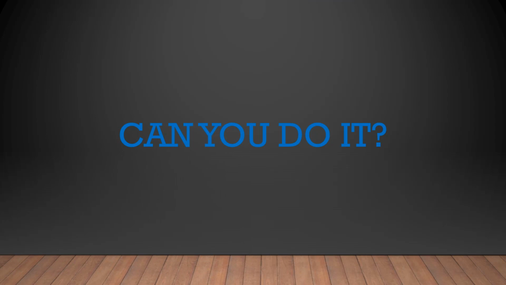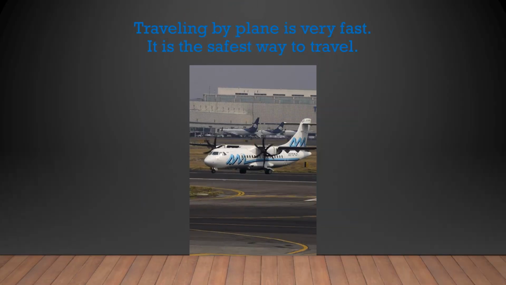Now, can you do it? Here I give you the two pieces of information. Look at them carefully. Traveling by plane is very fast. It is the safest way to travel. Can you write one sentence with extra information using these two pieces of information? Please pause the video, try to write the sentence before you check your answer. Here is the answer. Traveling by plane, which is the safest way to travel, is very fast.